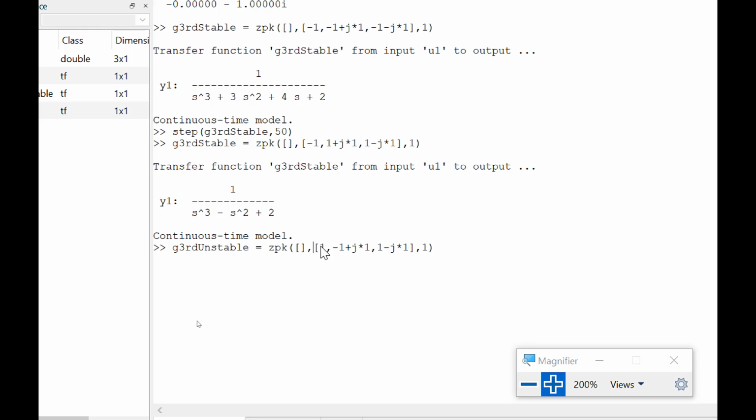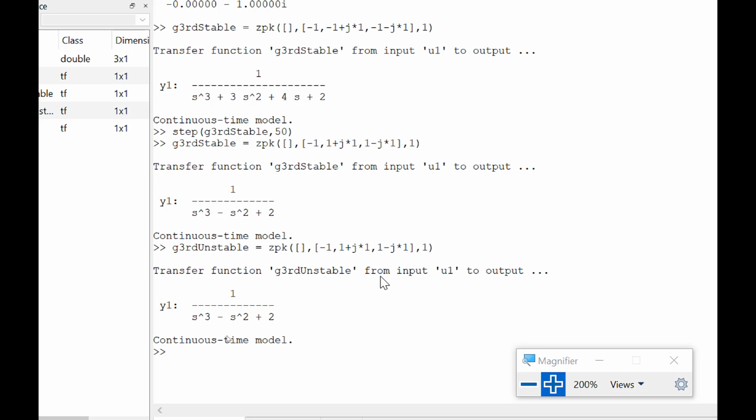This one is negative, and this one's positive. So these are still complex conjugate roots. I have two oscillatory unstable poles. And you can see from that, notice here we have a sign change in the denominator of the transfer function, so that indicates instability. It all has to fit together. So now I do a step on third unstable.